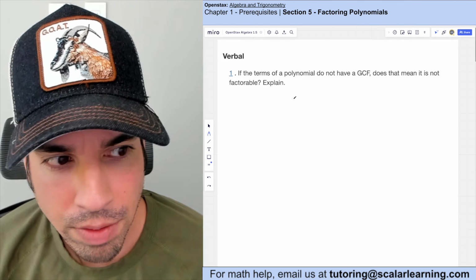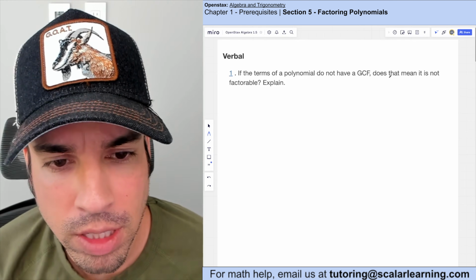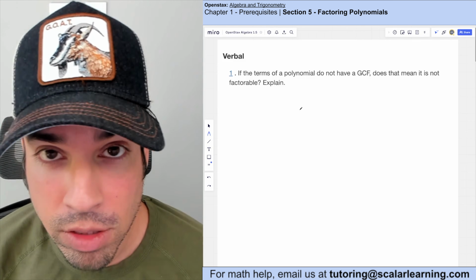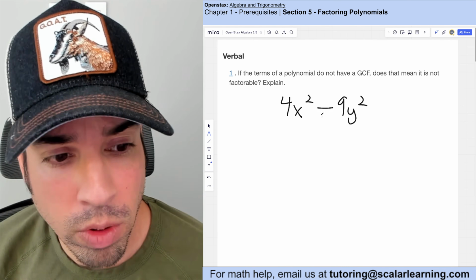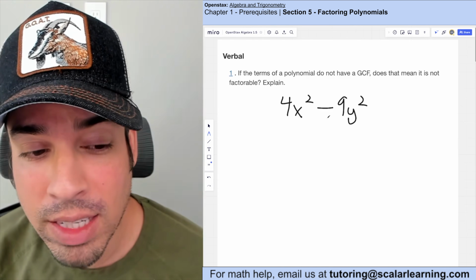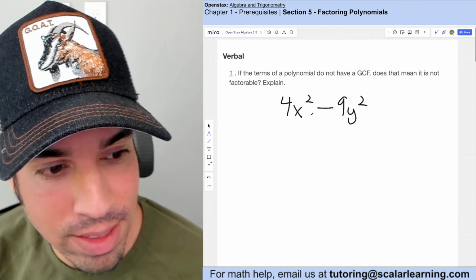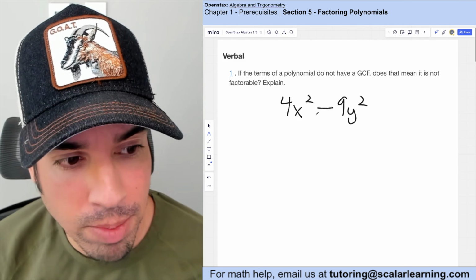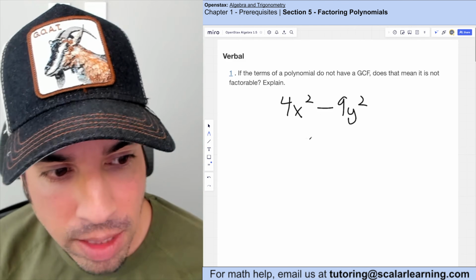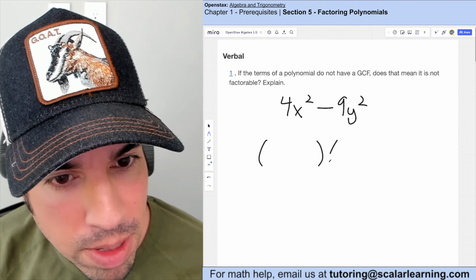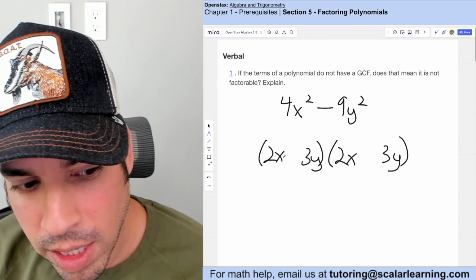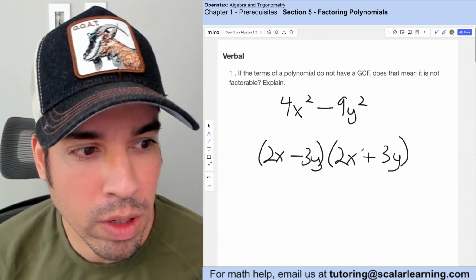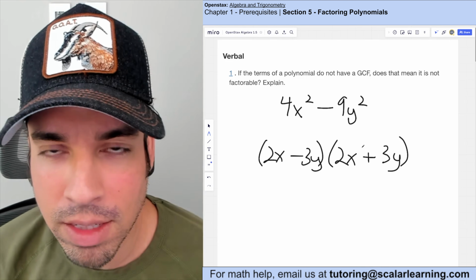Let's do it. If the terms of a polynomial do not have a GCF, does that mean it is not factorable? Explain. So this is definitely not the case, and I'll give you a quick example. With 4x squared minus 9y squared, this is actually a difference of squares, and it is factorable even though there's no GCF. Again, GCF is the greatest common factor, so they have nothing in common that can be factored out, but this can be factored as follows: 2x minus 3y times 2x plus 3y. So in short, it does not need a GCF.